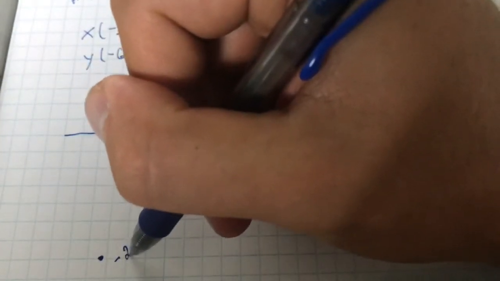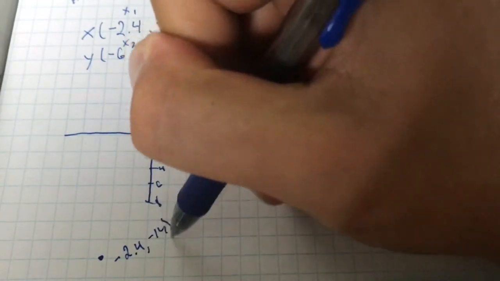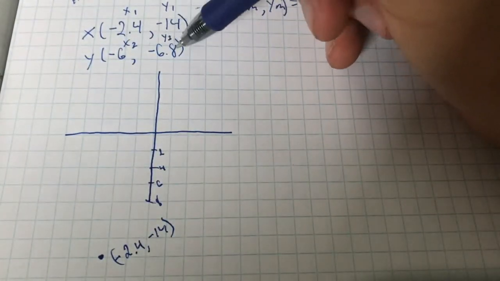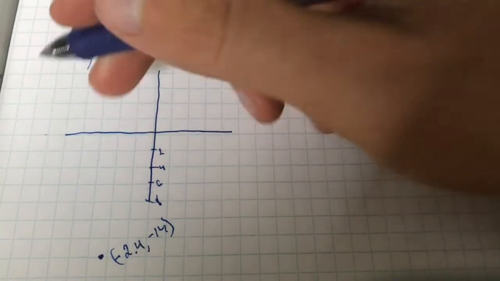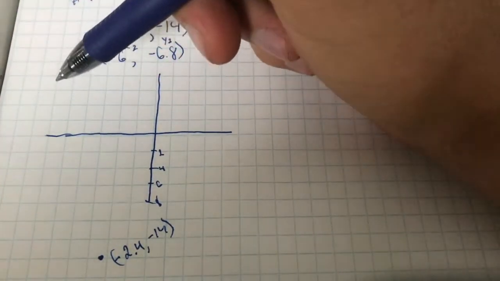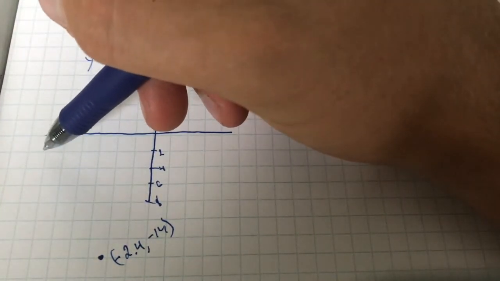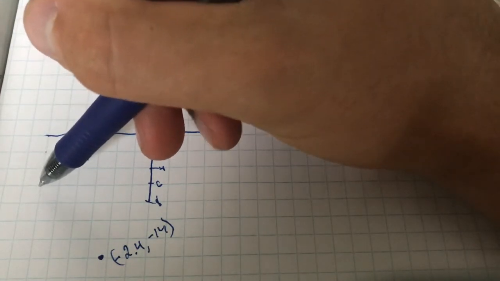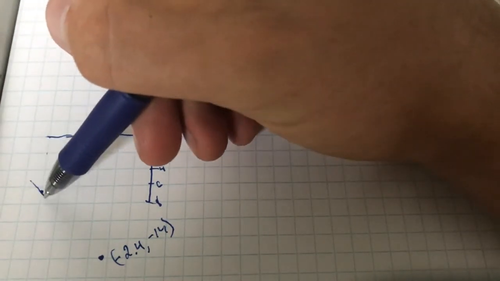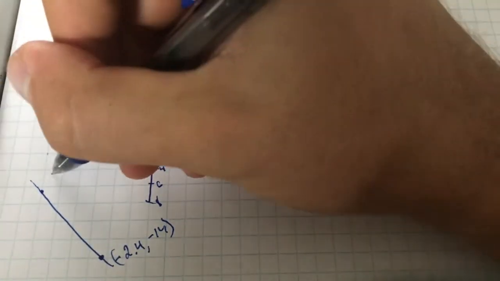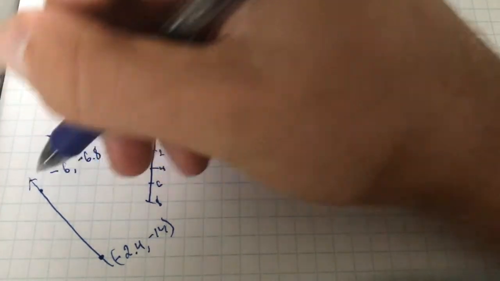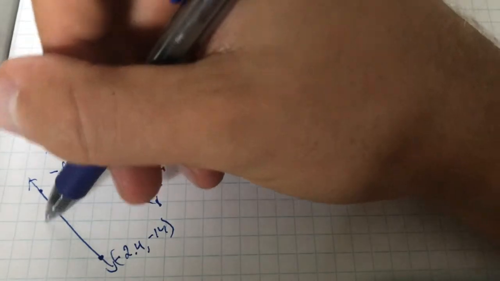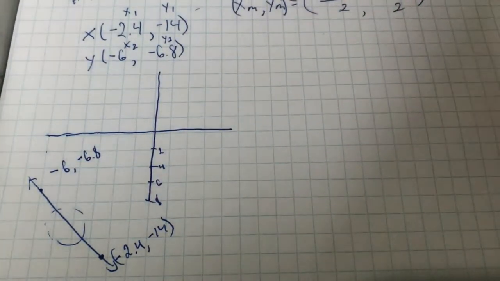All right, that is my first point. I'm going to label it negative 2.4, negative 14. And then negative 6, negative 6.8. It's negative 6 out here, and negative 6.8, so it's going to be right about there. We're going to find our midpoint somewhere in there.